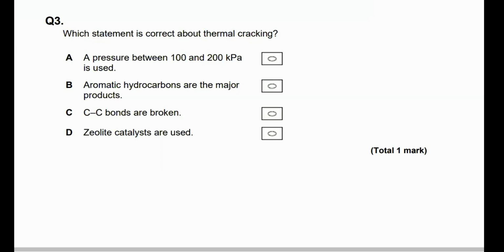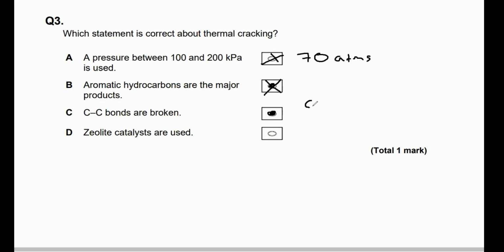Which statement is correct about thermal cracking? It uses a pressure between 100 and 200 kPa. That's a really small pressure because we've got 100 kPa at room temperature. So that's not the pressure used for thermal cracking. You need a lot bigger than that, like 70 times. Aromatic hydrocarbons are the major products of thermal cracking. Are they? No, that's catalytic cracking.